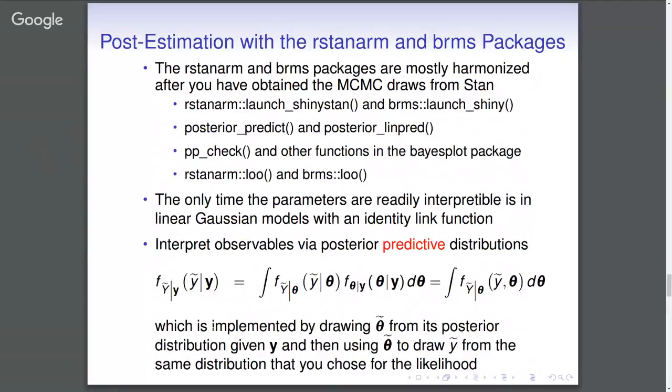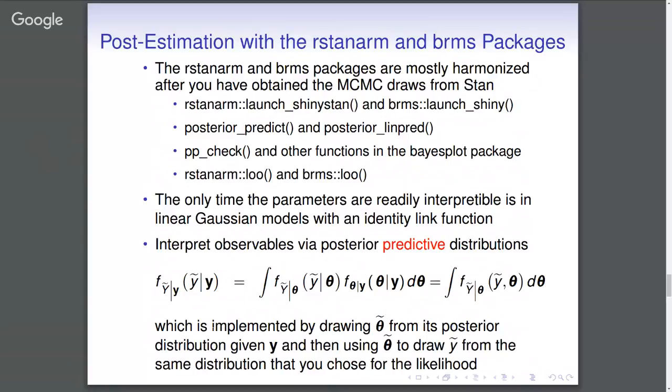So post estimation, RStanArm and BRMS are pretty harmonized. There are the same or similar functions to do all this stuff that you should be doing, particularly involving posterior_predict, whether that's for checking or for interpretation. A lot of people fail to appreciate how awesome the posterior predictive distribution is, because there is no posterior predictive distribution in frequentist land or in supervised learning. But there is with Bayesian. This is the conditional distribution of future data given past data.